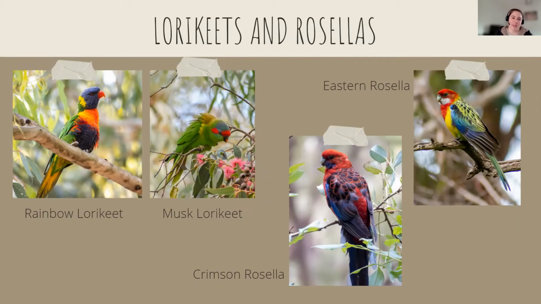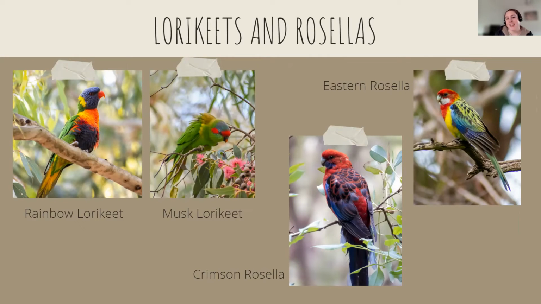So rainbow lorikeets are a really, really common bird. They're very loud and a lot of people are very familiar with them because of their bright plumage. Musk lorikeets you also find in similar landscapes to rainbow lorikeets. They occupy similar niches, but the musk lorikeets can be identified by that red stripe that goes across the front of the face and the blue cap on the head.